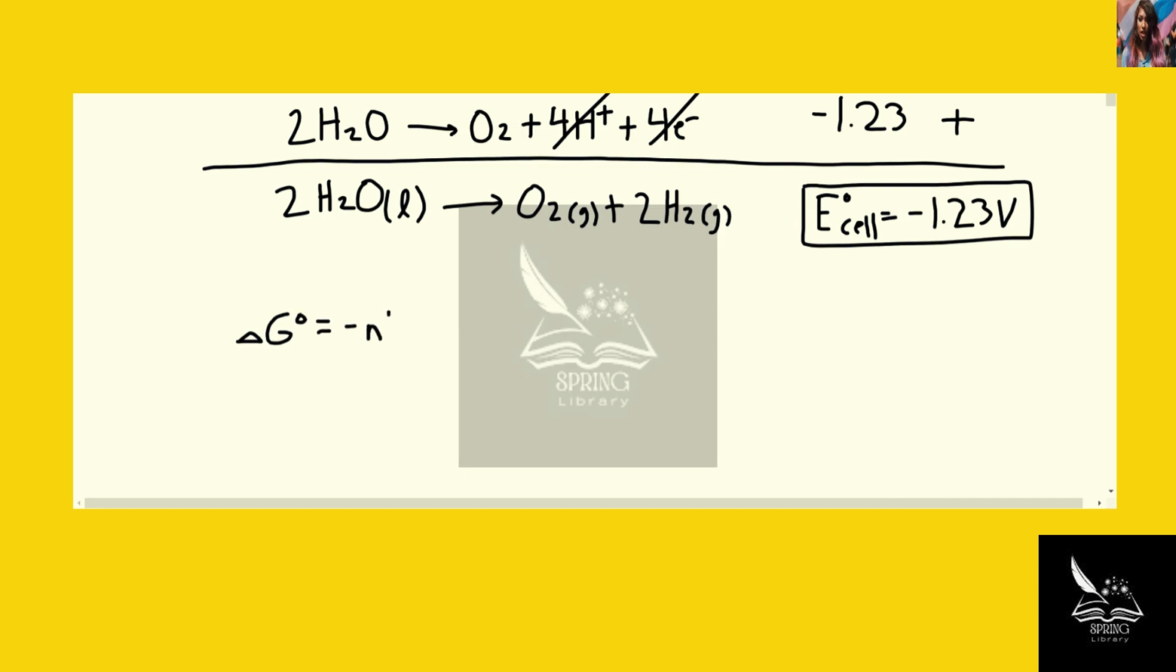And now we want to find the change in Gibbs free energy at standard conditions, which is equal to negative nFE. n is equal to those 4 moles of electrons that we canceled out. F is Faraday's constant, which is 96,485 coulombs per mole of electrons. And the standard cell potential we just found was negative 1.23 joules per coulomb.